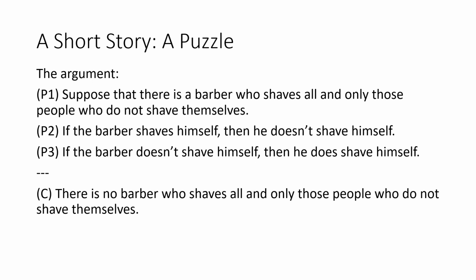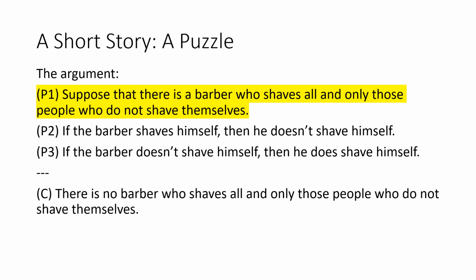Okay, so what have we done here? Well, we started with a supposition, something that we assume for the sake of argument, and then we've shown that that assumption leads to a contradiction. That's what we did in P2 and P3. And then we conclude that our supposition, the thing that we assumed, is false. It can't possibly be true because it leads to a contradiction.